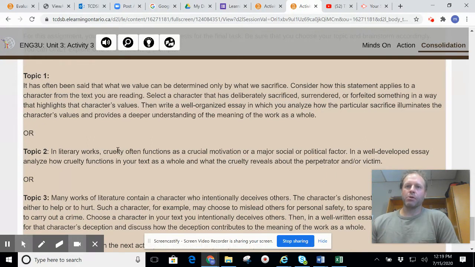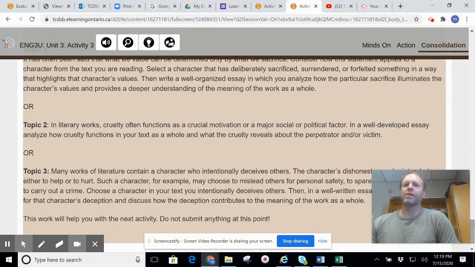Topic 2 is about cruelty. In a well-developed essay, analyze how cruelty functions in your text as a whole and what cruelty reveals about the perpetrator and or victim. So you have a choice that you can focus on either the victim or the perpetrator, or write a little bit about both. So you can structure that several ways.